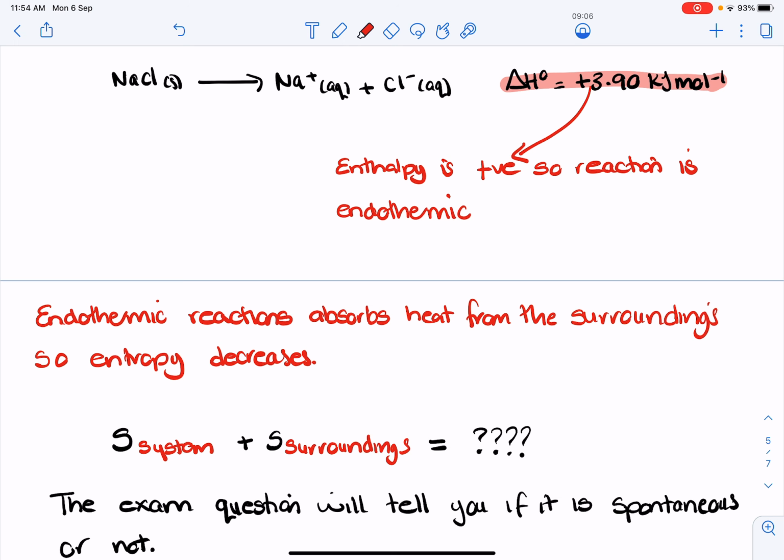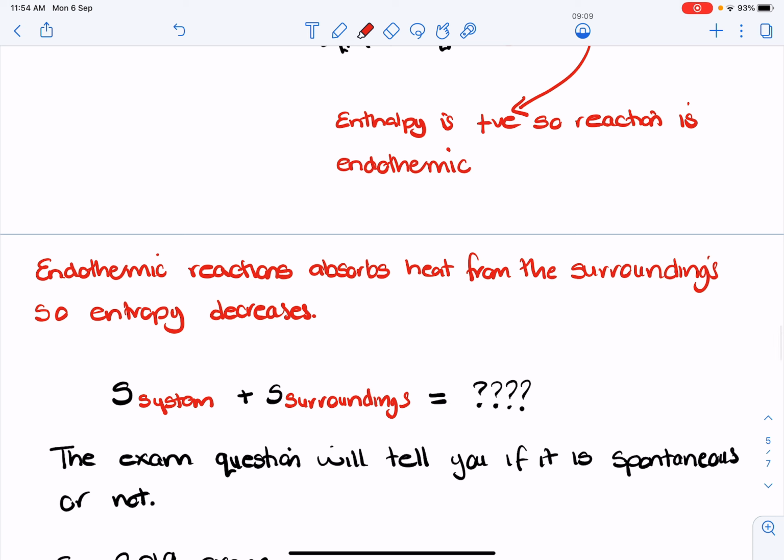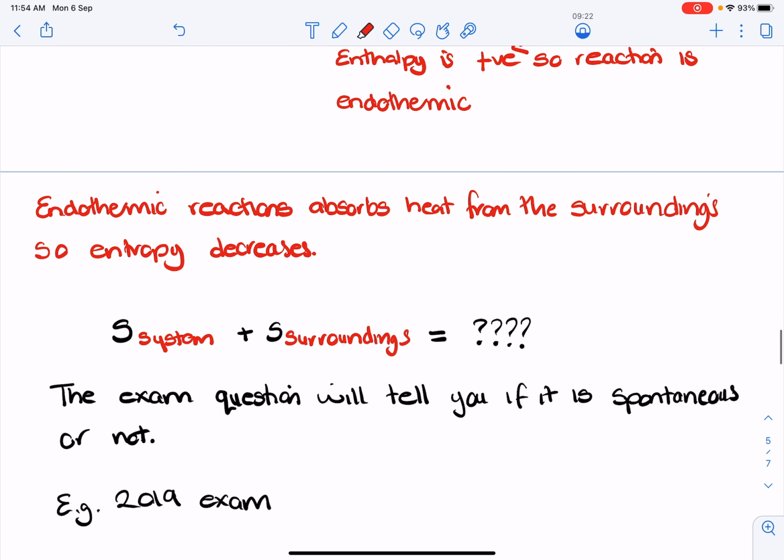So that leaves you with a situation here saying, well, when we put systems plus surroundings, we don't know which one's greater. Is it greater entropy in the system than the surroundings? Are we going to end up with a positive number or a negative number at the end? We don't know. And this is why in the exam, the question will tell you whether it's spontaneous or not. So the question will say, explain why this is spontaneous, or explain why this occurs, or explain why you see this substance dissolve in water. So that question's telling you whether it's spontaneous or not.